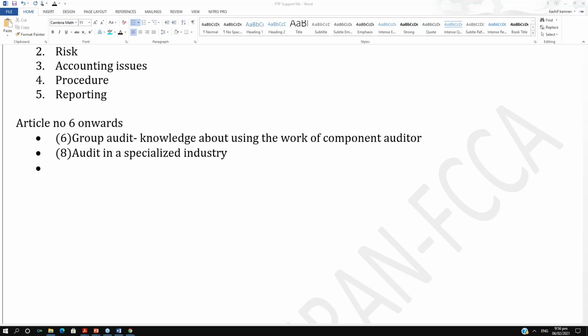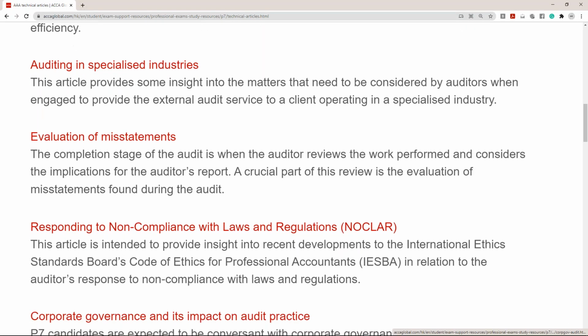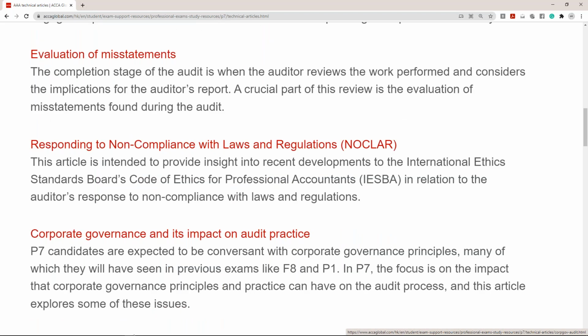Next article, evaluation of misstatements. Now, evaluation of misstatements is an article which goes with a reporting question. And to be good on reporting, you should know this article. How do you evaluate a misstatement? Is it material? Is it not material? Will it lead to a qualified opinion or not?